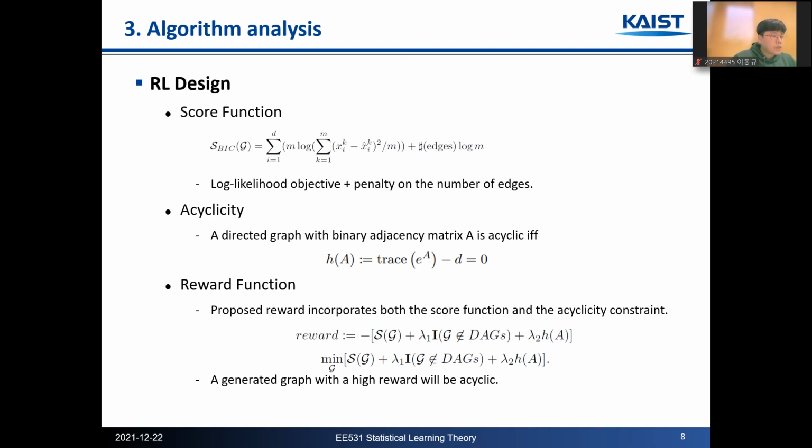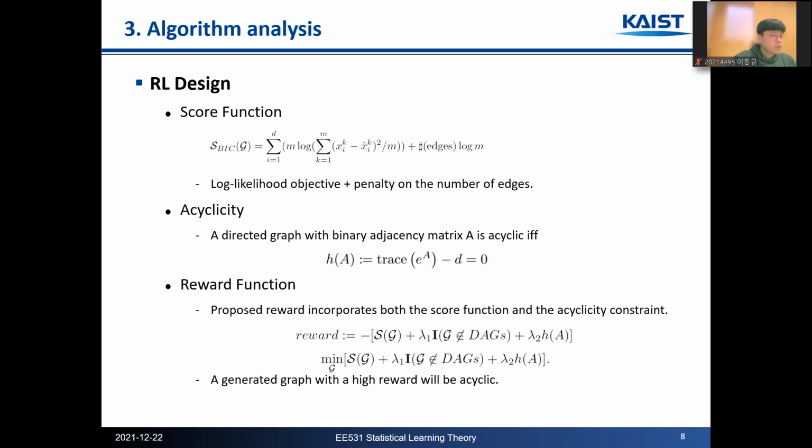Let x̂ki be the corresponding estimate for xki, the ith entry of d components in the case of m observed samples. The first term is the log likelihood objective, and the second term is a penalty on the number of edges in the graph G. The paper takes into account acyclicity by way of adding penalty terms to the score function. Although a directed graph G with binary adjacency matrix A is acyclic if and only if h(A) = 0, the minimum over all non-DAGs is not easy to find. The indicator function I is used in the second penalty term to induce an exact DAG.